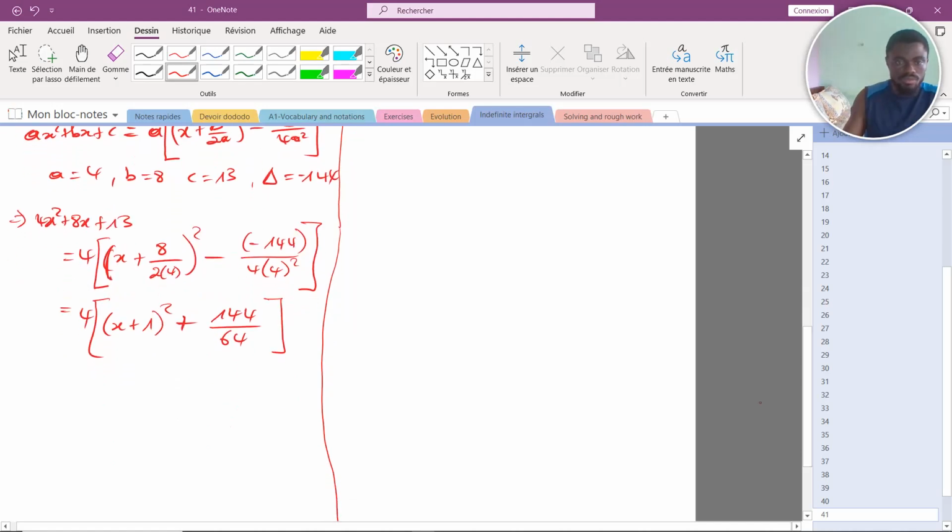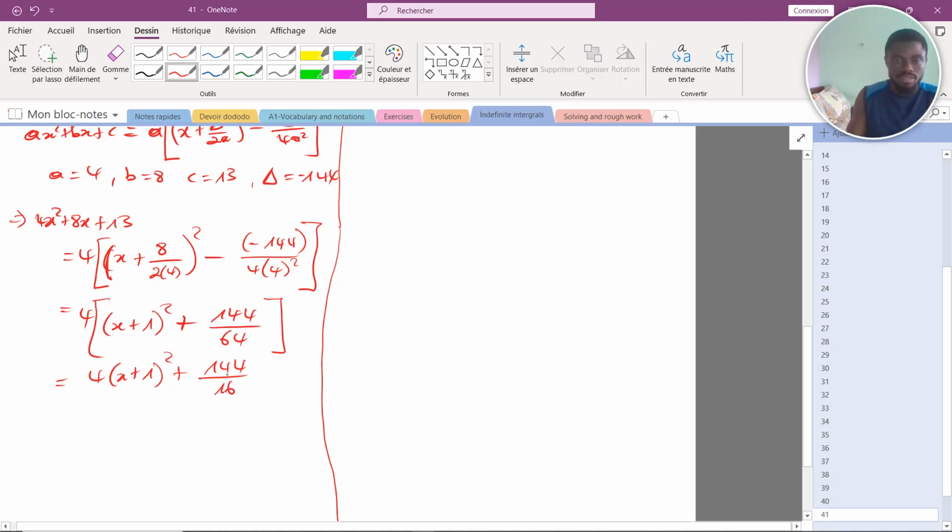Now, I'll multiply all through by this 4. This becomes 4 into (x plus 1) squared plus what? 144 on the 16. 4 here, 1 times 4 here, it gives 16. Okay.